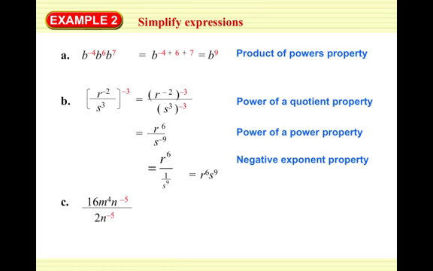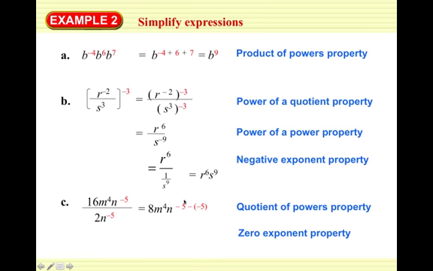All right, we've got 16 m to the fourth n to the negative fifth over 2 times n to the negative fifth. So 16 over 2 we reduce just like normal, and so that's going to be 8. m to the fourth doesn't have anything to reduce with, so it just gets written down. And then we're going to have n to the negative 5 minus negative 5. Well, that's going to give us negative 5 plus 5, so that's n to the 0 power. n to the 0 power is 1, and so we get 8m to the fourth.